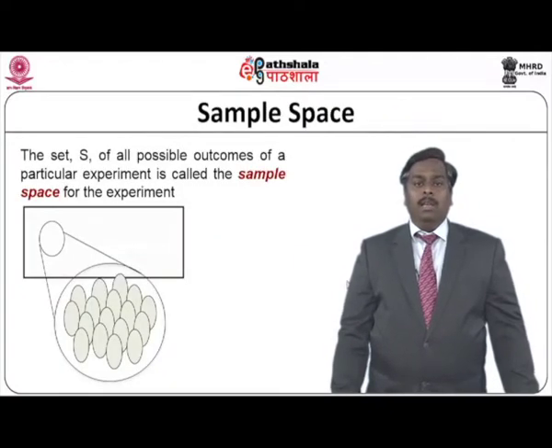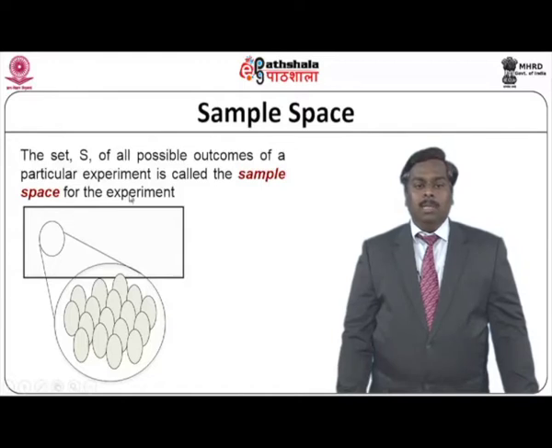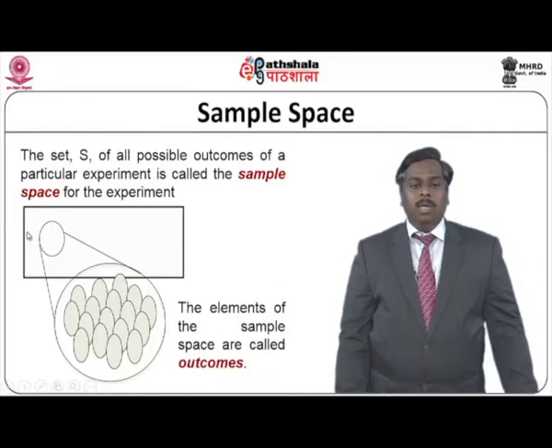Now, how exactly can we know about this? First we should know what a sample space is. Suppose we have a set S which highlights all possible outcomes of a particular experiment, then that set S is said to be a sample space for the experiment. From this diagram, the area indicated by the box will indicate all possible outcomes and the circle indicates the set of possible outcomes associated with the given sample. Here the elements of this sample space are called outcomes.